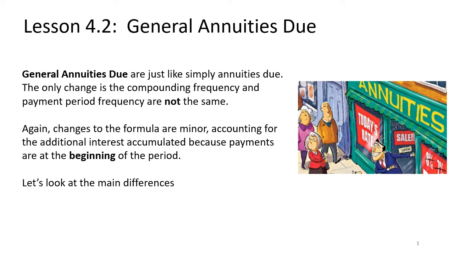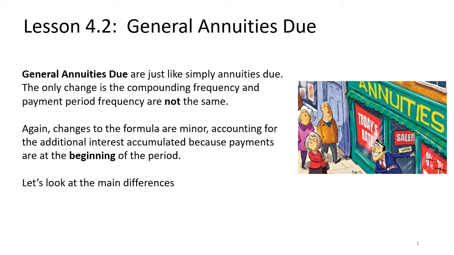If you remember, the main difference between a simple annuity and a general annuity is that for general annuities, the compounding frequency and the payment period are not the same. So one could be monthly, one could be semi-annually. Just like in the first lesson, for an annuity due, payments are due at the beginning of the period instead of the end, so there's one additional interest term that was added.